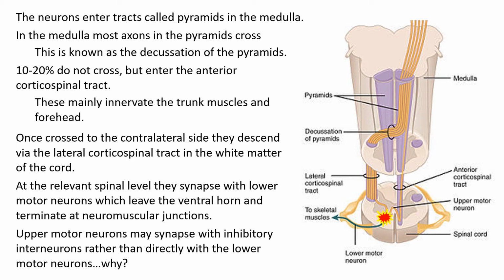Upper motor neurons, however, may synapse with inhibitory interneurons rather than directly with the lower motor neurons. Why would we need inhibitory interneurons? Think back to our reflexes. We had to have inhibitory interneurons there so that we could relax antagonistic muscles. And the same thing applies with voluntary movement. So we want to make sure that the antagonistic muscles aren't going to contract at the same time, so that our contraction is effective.